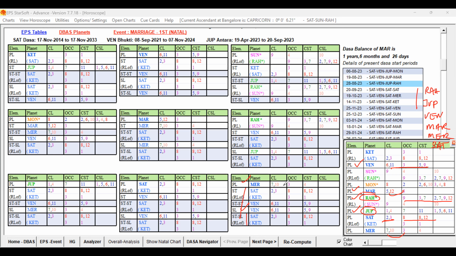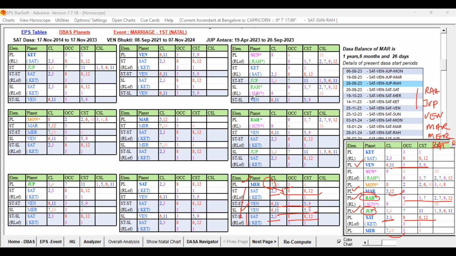If you look at the rulers, that house grouping 2, 3, 2, 3, 11, 3, 5, 9, 11, 3, 5, 9, and 2, 3. Similarly, if you see these 8 and 12, and again 8 and 12, but 7 is experiencing this one. This is the problem. Seventh Lord is experiencing favorable also, unfavorable also. It is indicating some hurdles and obstacles in the seventh house matters.